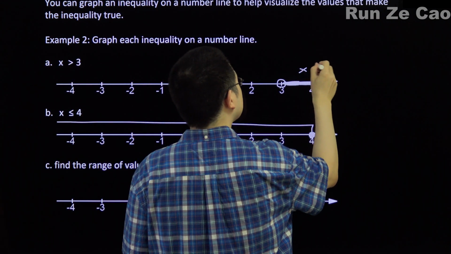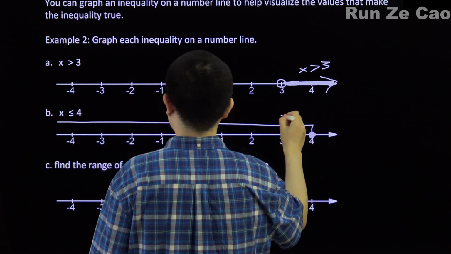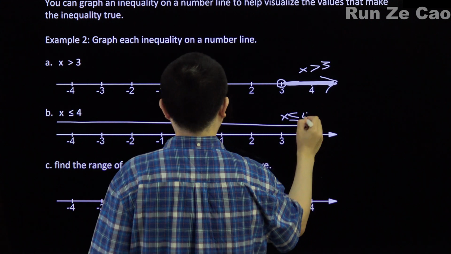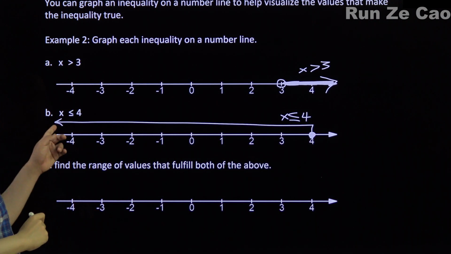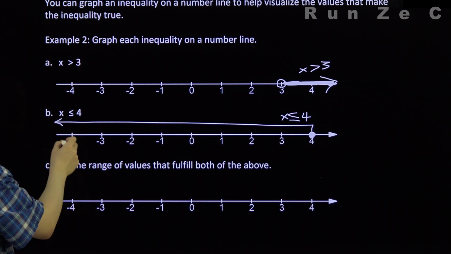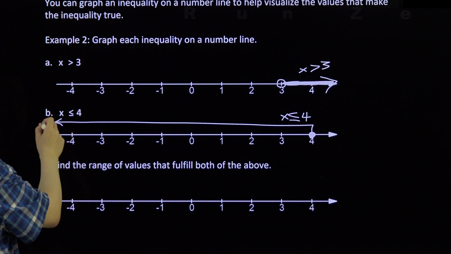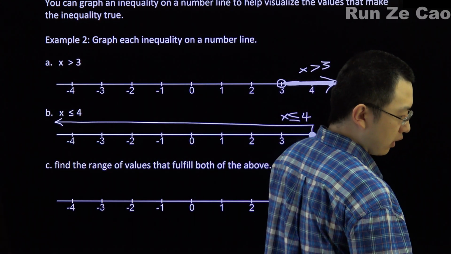Either way, you should label your inequalities. X is less than or equal to 4. Depending on convention, you may or may not need an arrow as long as you surpass the last tick mark or surpass the end of your line in either direction for the number line.